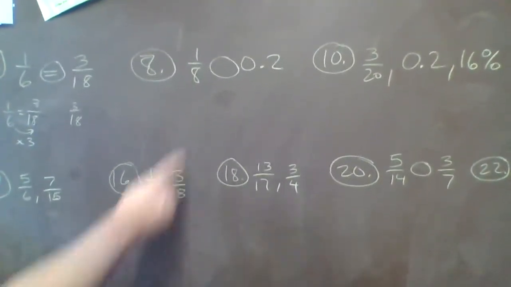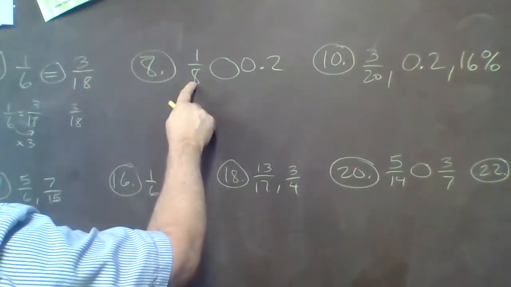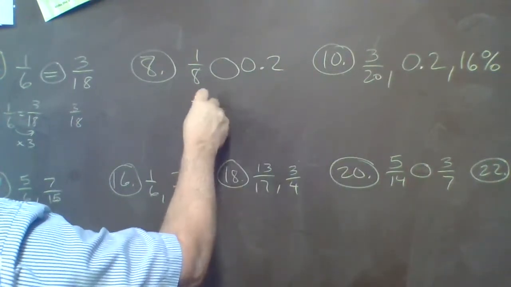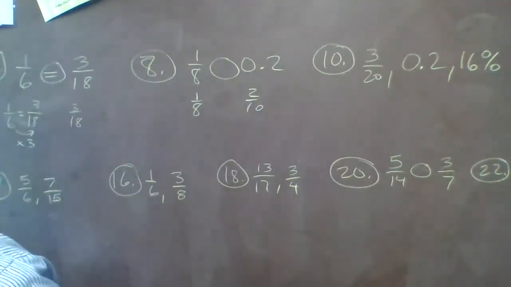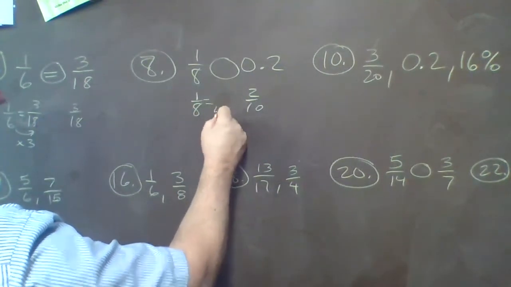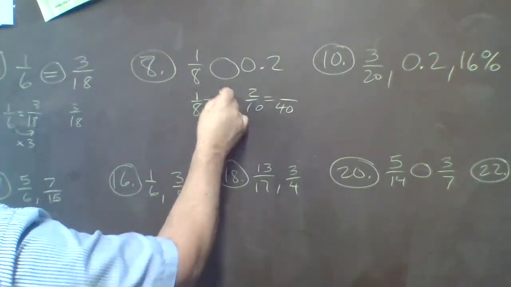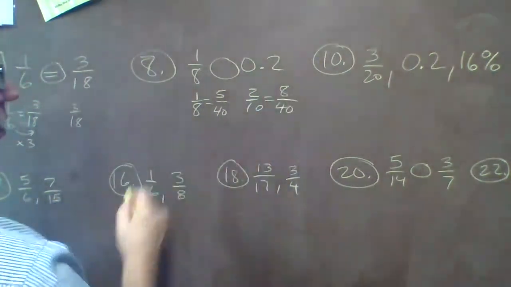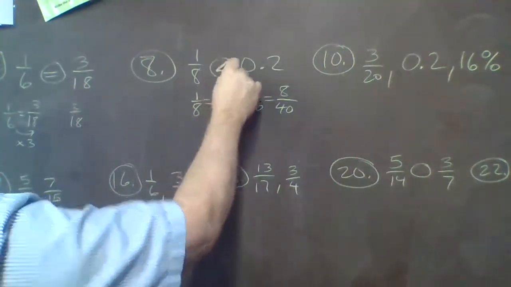Number 8, I need to change either this into a decimal number or this into a fraction. I'm gonna change this into a fraction. I know that that's 2/10 because it's occupying the 10th spot. And then I'm gonna think about a denominator that I can change these into. I'm gonna change them into 40ths, and I get 5/40ths here, and I get 8/40ths here. So which one's bigger? This one. So it's gotta be the less than symbol.